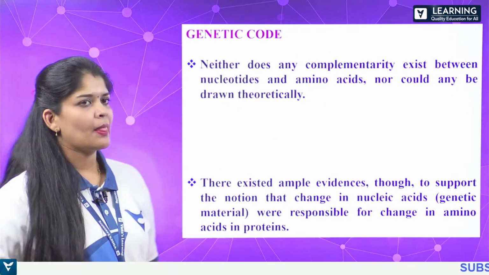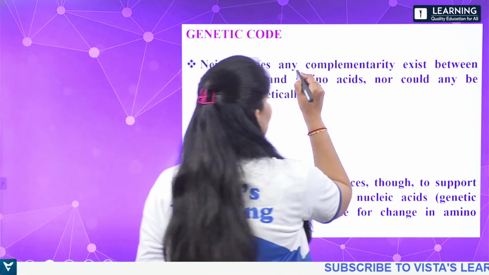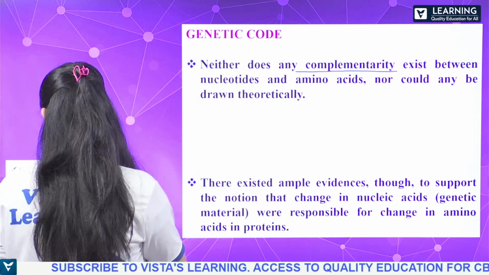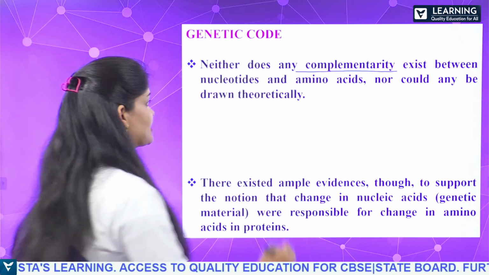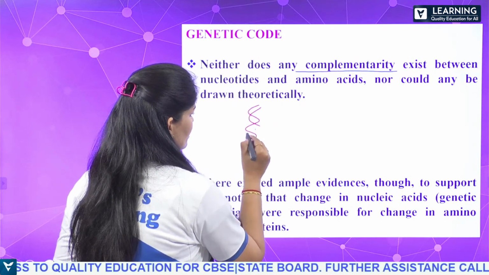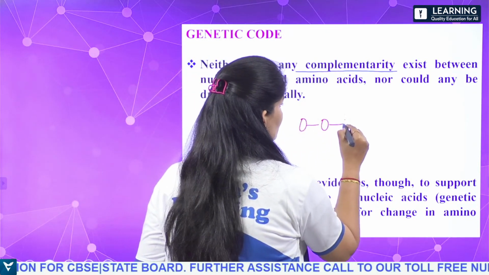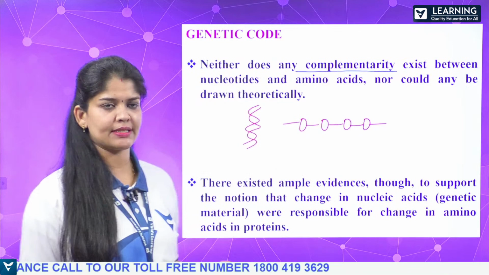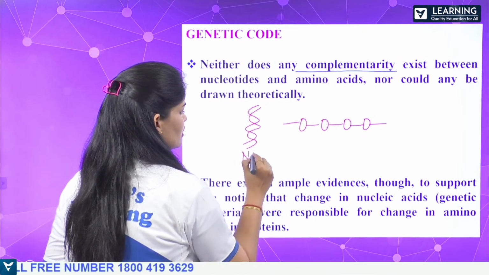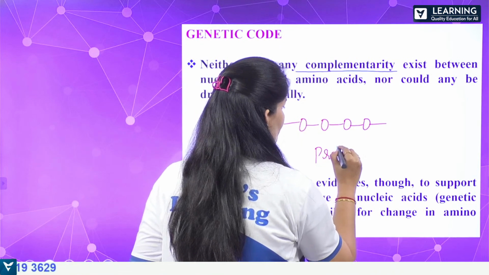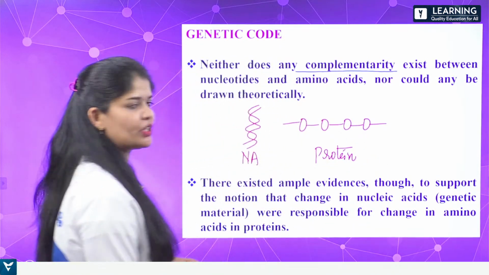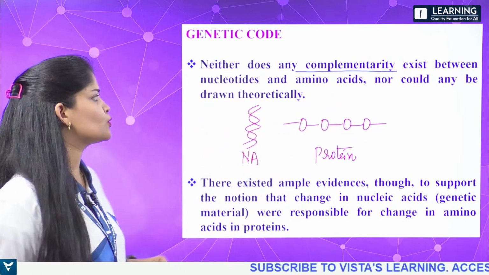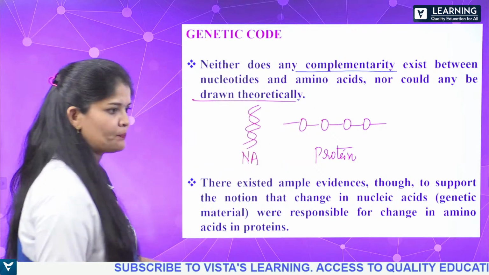So here, neither does any complementarity exist between nucleotides and amino acids. See, polymers of nucleotides and polymers of amino acids. These are nucleic acids, whereas these are proteins. No complementarity could exist between nucleotides and amino acids, nor could any be drawn theoretically.